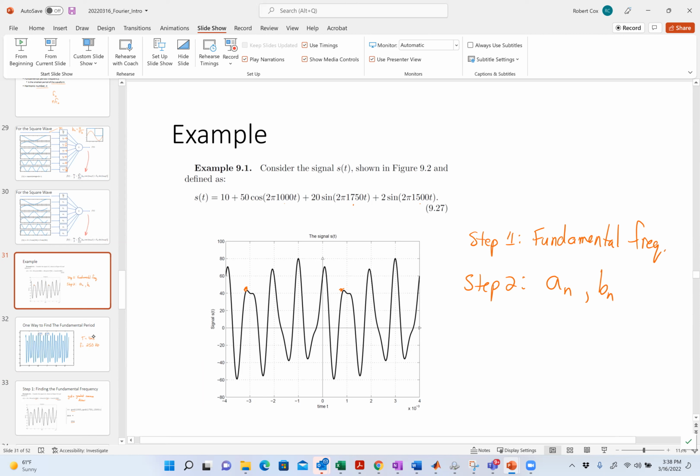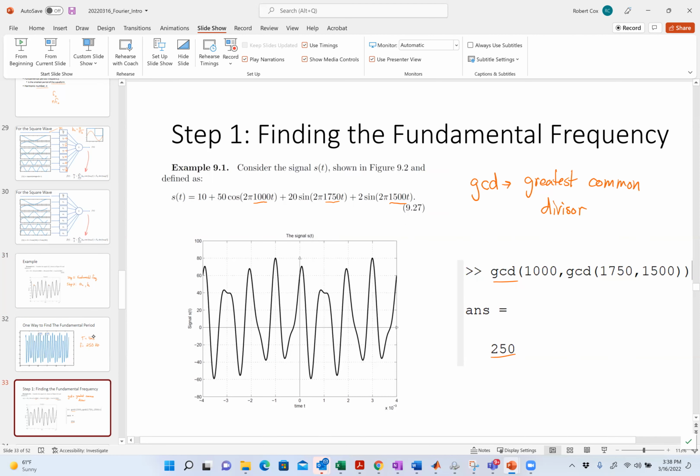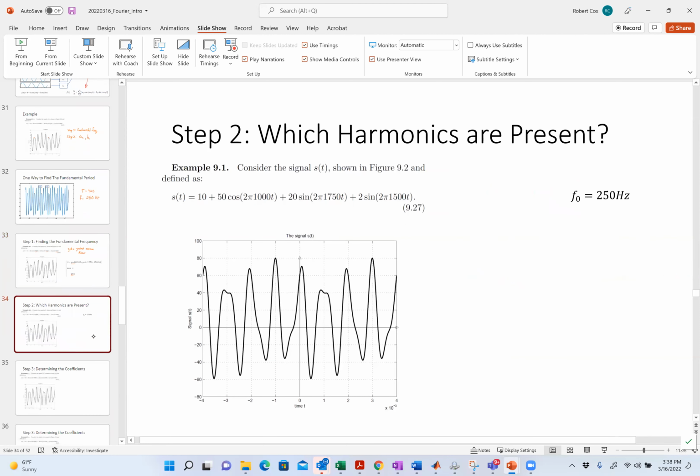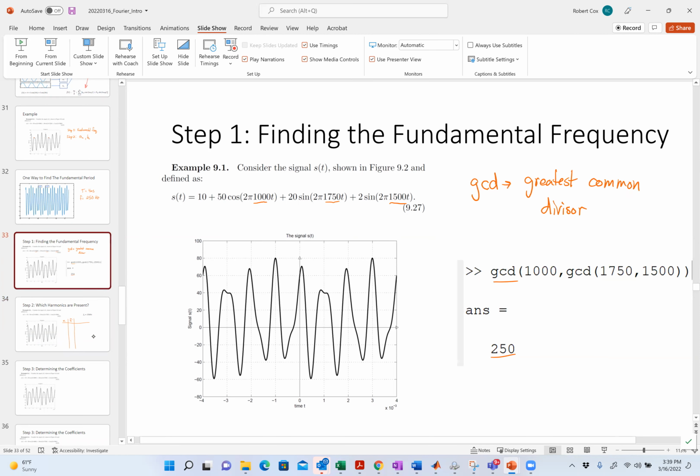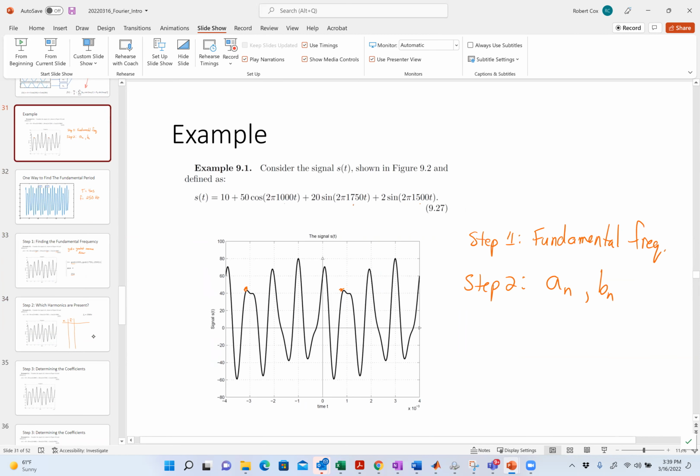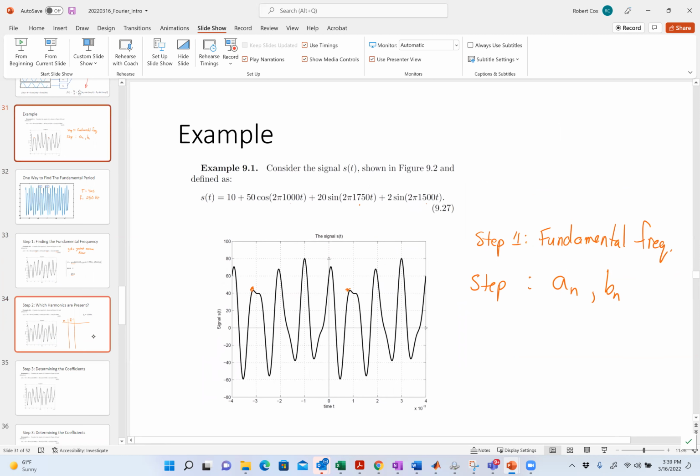Okay. Now, when I look at this, let's keep going with this particular example. I figured out that F naught, the fundamental frequency, was 250 hertz. So what I want to do is make a little table for myself and figure out which harmonics are here. In terms of the way I define this, this is really my step 3. My step 2, which should be up here, is to figure out which harmonics are there.